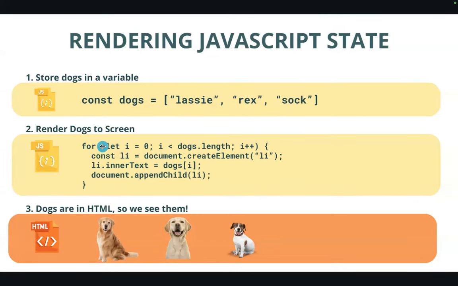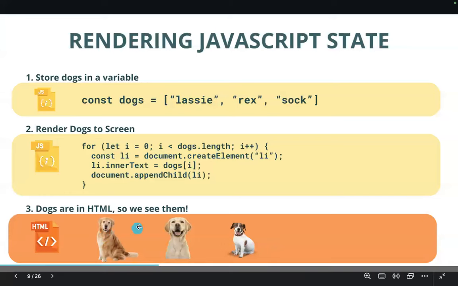Second step is rendering our dogs to the screen. How do we take these strings and put them onto our web page? So that's this step, and you have this complicated for loop. You want to loop through the dogs array. So for let i equals 0, i is less than dogs.length, i++, and so on. Document.createElement. So we're creating a list item element, setting the inner text of it to the dog name, and then appending it to the DOM. So this is the process that you might take to turn these strings into actual HTML elements.